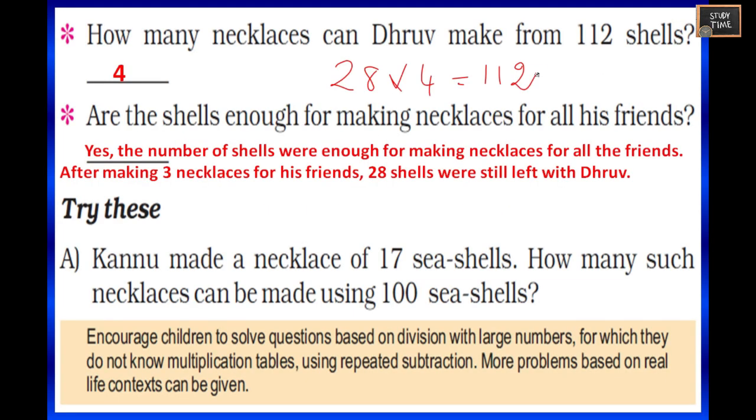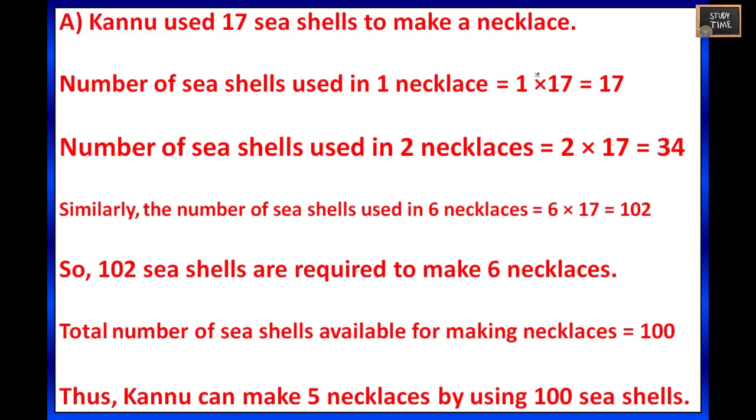Kannu made a necklace of 17 seashells. How many such necklaces can be made using 100 seashells? We'll check. Kannu used 17 shells to make a necklace. So if she wants to make one necklace, 17. Therefore, for six necklaces, he needs 102. But totally he has 100 only. So, he can make only 5 necklaces.